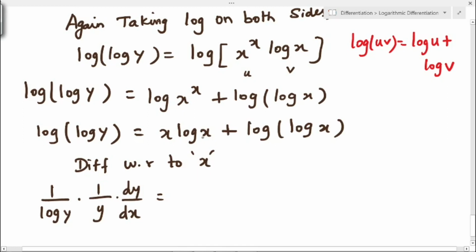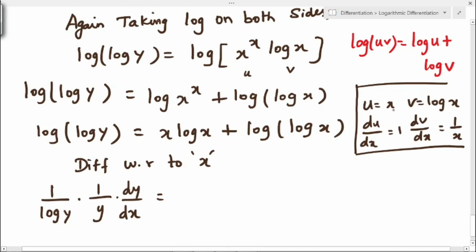We have x into log x, so this is again the u into v formula. First assume u equal to x, so du by dx, the differential of x, is 1. And assume v equal to log x, so log x differentiation is 1 by x. Just substitute the values here, that is the product rule: u into dv by dx, that is x into 1 by x, plus v into du by dx, that is log x into 1. This is only for the first term. X into log x differentiation is x into 1 by x plus log x into 1.